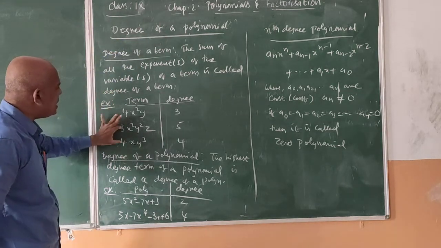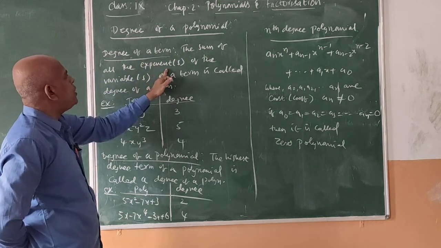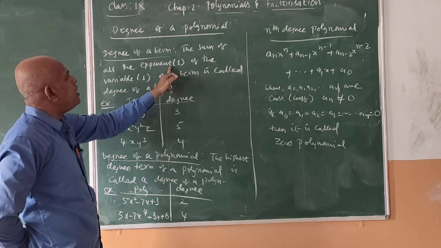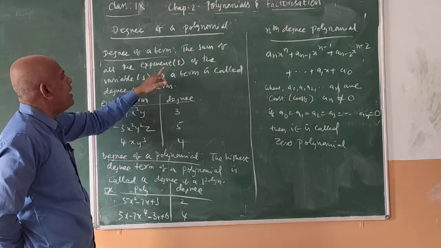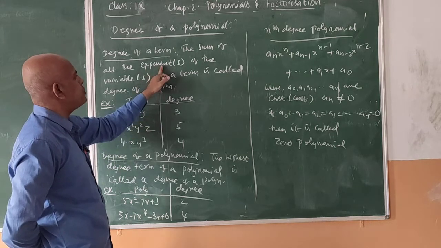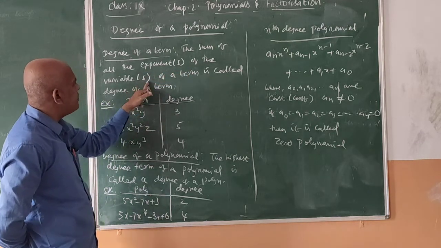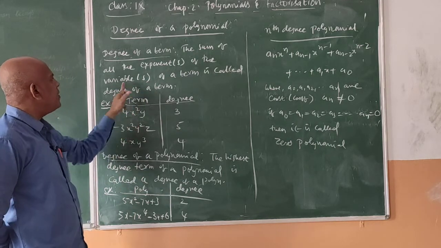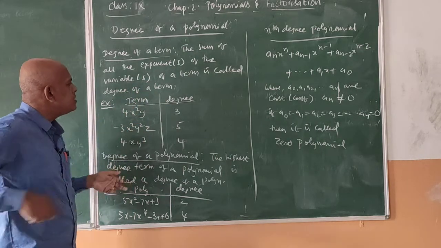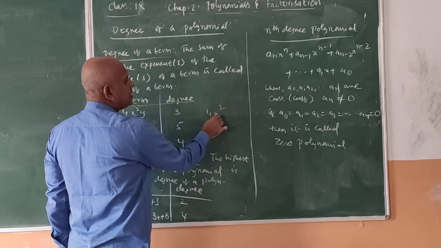So what is the degree of a term? The degree of a term means the sum of the exponent or exponents of the variable or variables. If it is only one variable, exponent; if more than one variable, then we take the sum of the exponents, plural. Variable means only one variable; variables means it contains two or more variables. Suppose it contains only 4x square. Now the degree of the term is what?